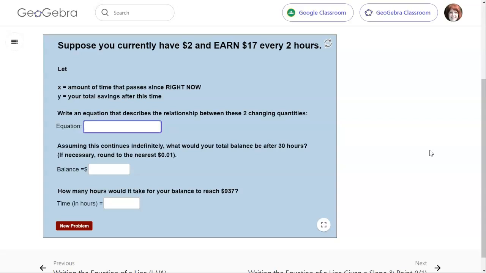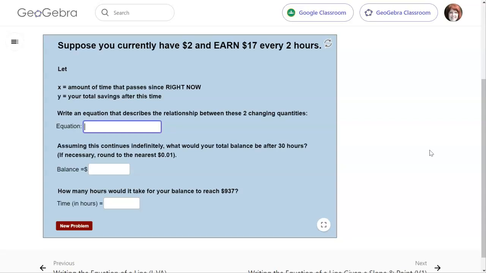This is technically something I think they probably should know from 8th grade, but not many will. So they will need to take time to do this. So suppose you currently have $2 and you are earning $17 every 2 hours. Well, that is a rate of change, dollars per hour. So they can use that ratio, 17 divided by 2, as the slope of their linear equation.